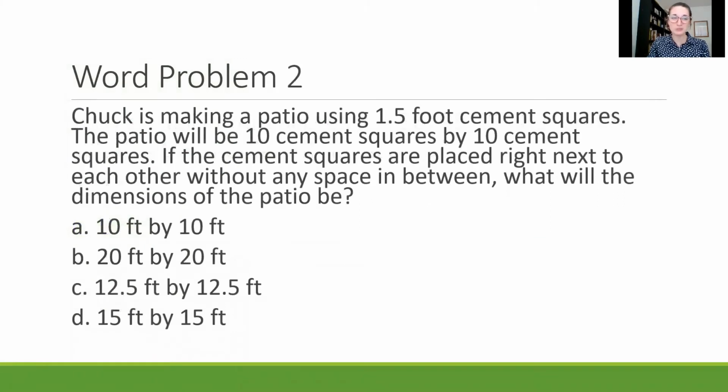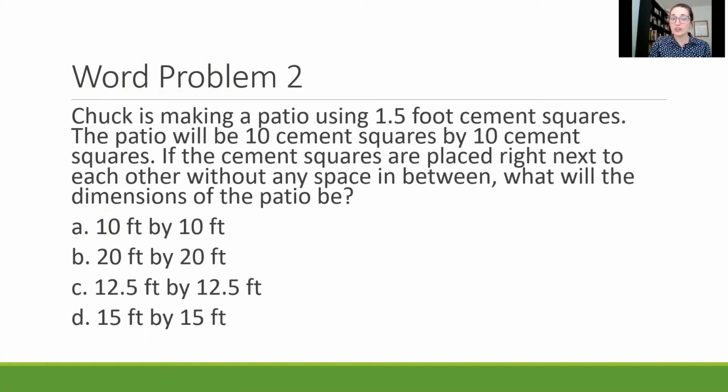For word problem 2, it says Chuck is making a patio using 1.5-foot cement squares. The patio will be 10 cement squares by 10 cement squares. If the cement squares are placed right next to each other without any space in between, what will the dimensions of the patio be? So you can see we have different options here, and they're all in a certain number of feet by a certain number of feet. And because it's a square, we know it'll be the same length on every side.